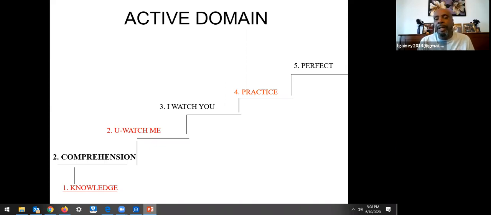Now, what are some of the learning activities that would go along with these active domain goals?